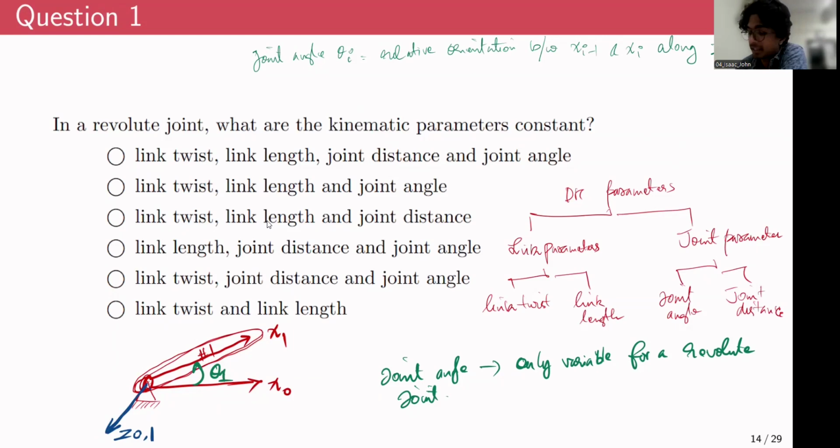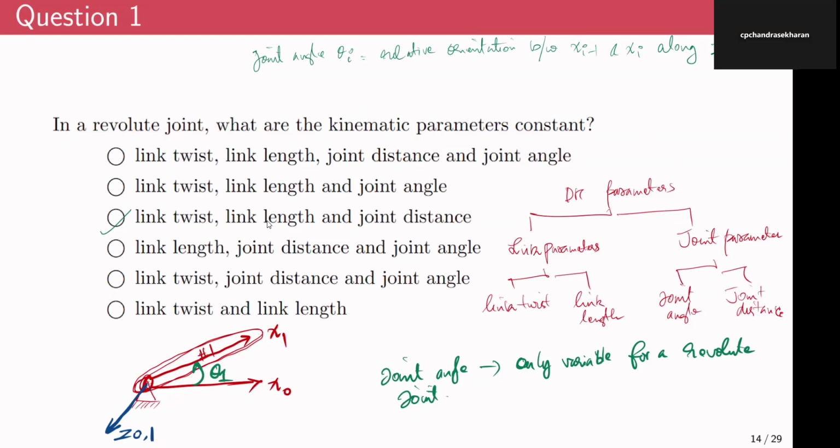So the question says in a revolute joint, what are the constant kinematic parameters? Link twist, link length, and joint distance. Yes, that is correct. So option C is the correct answer because all of these are going to be constants. Only variable is going to be the joint angle.